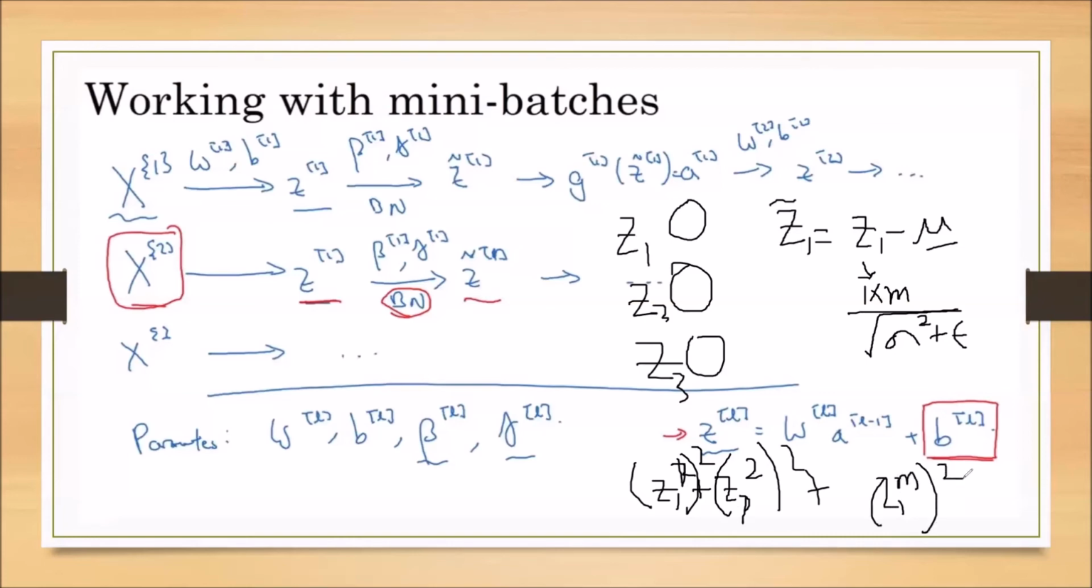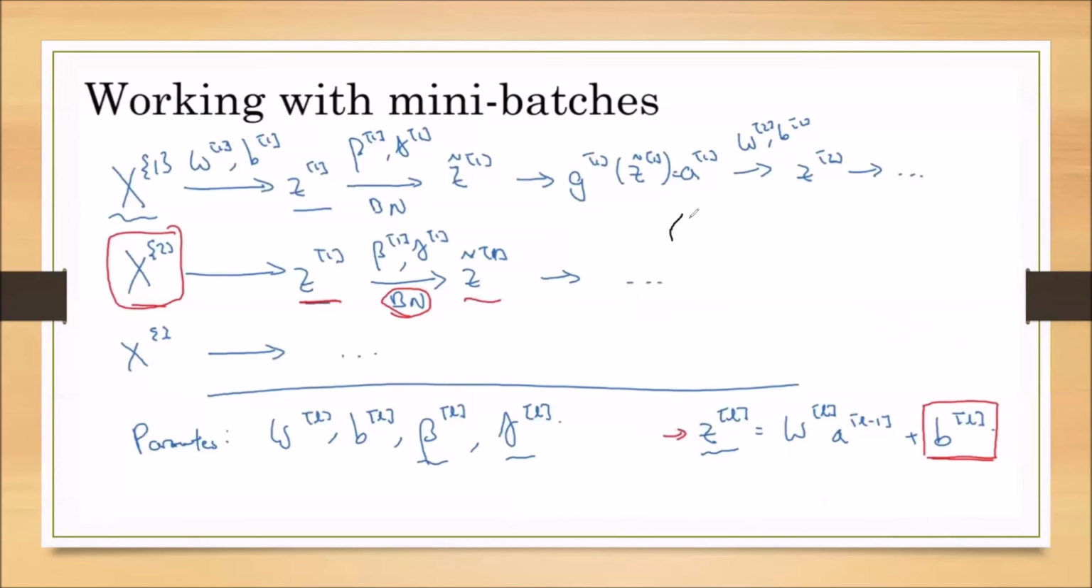So this is what we call the variance. This is sigma square. Standard deviation means we are taking the square root of it. This will give the standard deviation. Now, what is the normalized value of Z1? The normalized value of Z1 is nothing but we are subtracting mu from Z1 and dividing by the square root of sigma square plus epsilon. This is the normalized value of Z1.